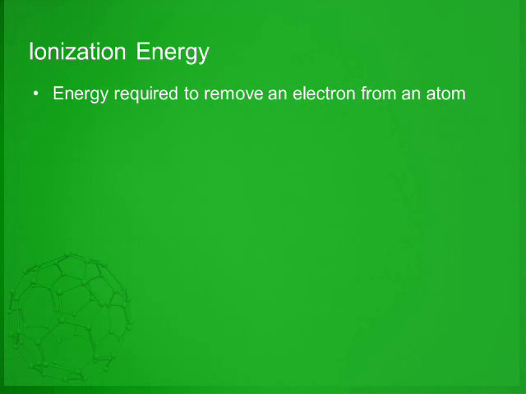Ionization energy is the energy required to remove an electron from an atom to make it into an ion. And really, we're talking about a positive ion. What's the energy required to take that electron away from that atom? That is the ionization energy. Some atoms, very easy. Some elements, easy to take electrons from. Other elements, near impossible to take electrons from.